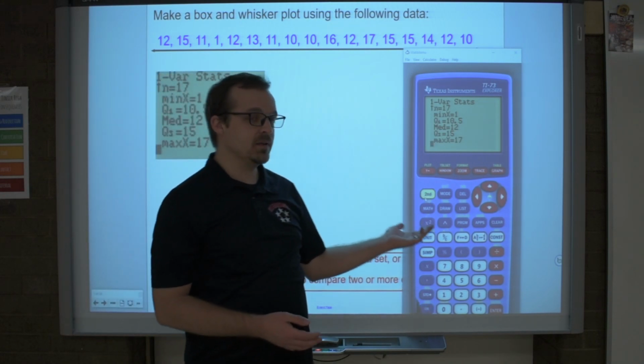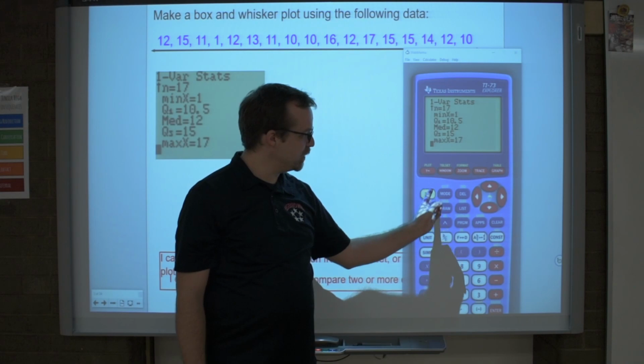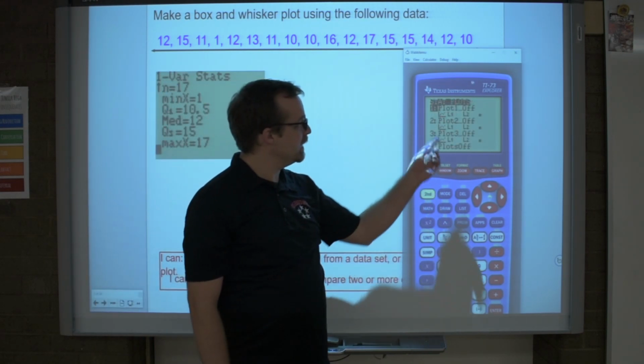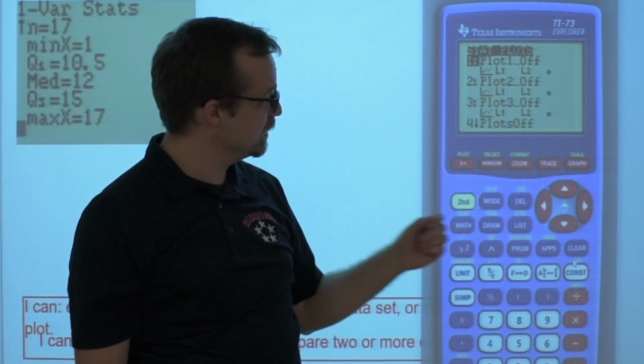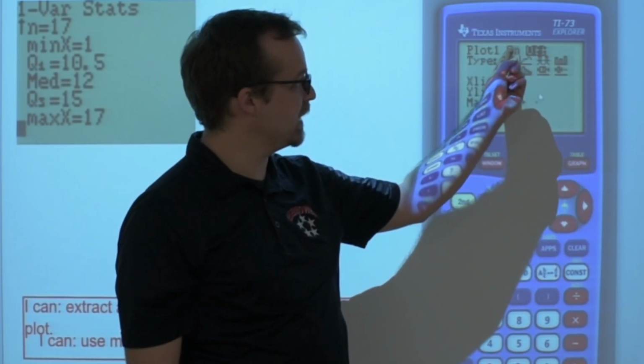But our calculator can also make a box plot for us. And the way that we do that is we need to go into this plot menu by doing second, y equals. And then it has 4 plots for us to go into. I'm just going to go into the first one by hitting enter. And right now it's set to off. And so I'm going to click enter to turn it on.